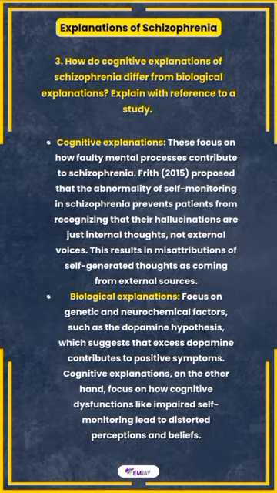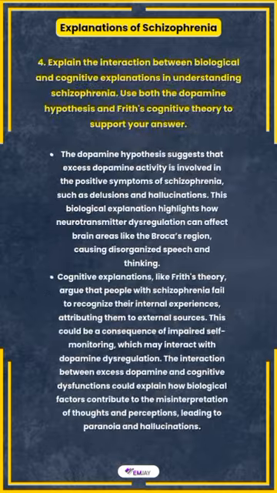Biological explanations focus on genetic and neurochemical factors, such as the dopamine hypothesis, which suggests that excess dopamine contributes to positive symptoms. Cognitive explanations, on the other hand, focus on how cognitive dysfunctions, like impaired self-monitoring, lead to distorted perceptions and beliefs. 4. Explain the interaction between biological and cognitive explanations in understanding schizophrenia. Use both the dopamine hypothesis and Frith's cognitive theory to support your answer.